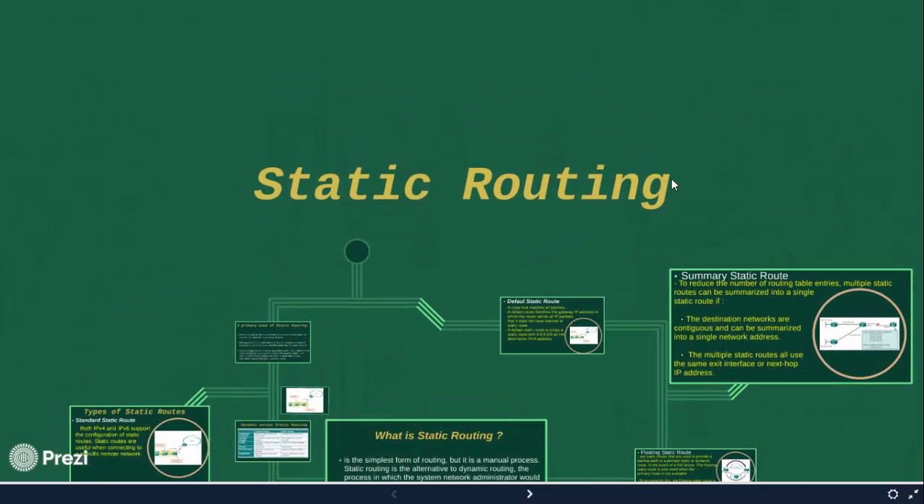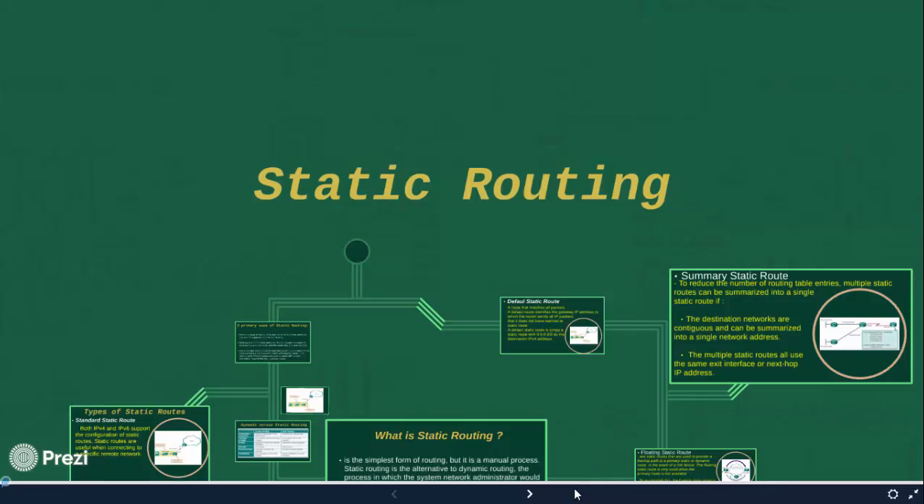Hi guys, welcome back to another tutorial, and this time we're going to talk about static routing. Before we continue, there are two types of routing: static routing, which is what we're going to discuss, and dynamic routing. For this session, we're going to discuss the simplest form of routing, which is static routing.